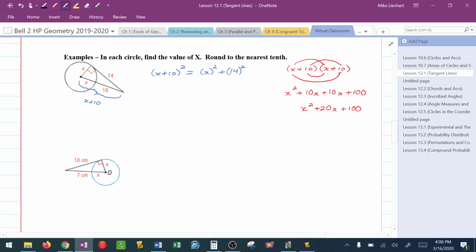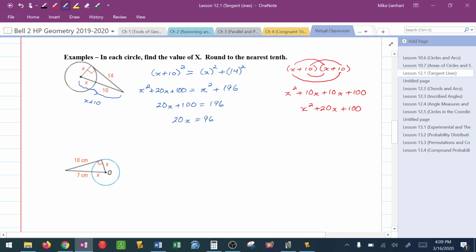That's what the left side of my equation is: x squared plus 20x plus 100. And that's equal to x squared plus 14 squared, which would be 196. I'm going to solve for x, and one thing I notice is when I subtract, the x squareds are going to cancel out. So I'm left with the equation 20x plus 100 is equal to 196. Subtract 100, 20x is equal to 96.